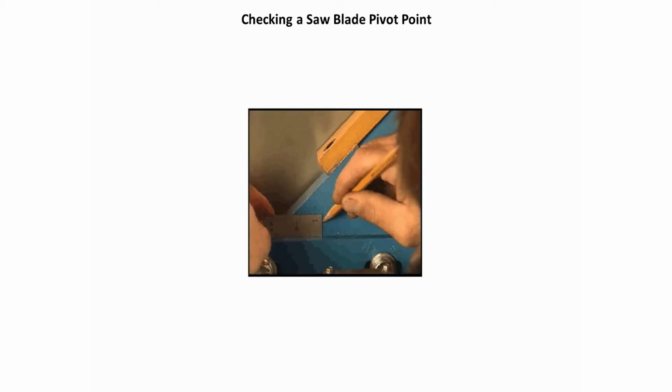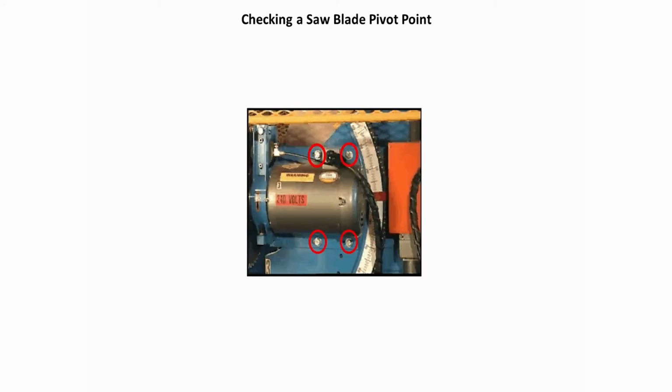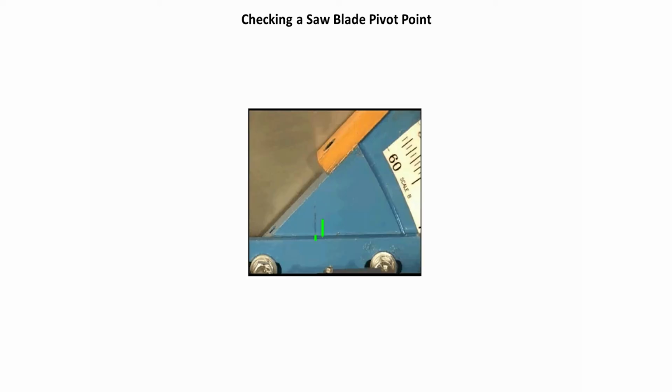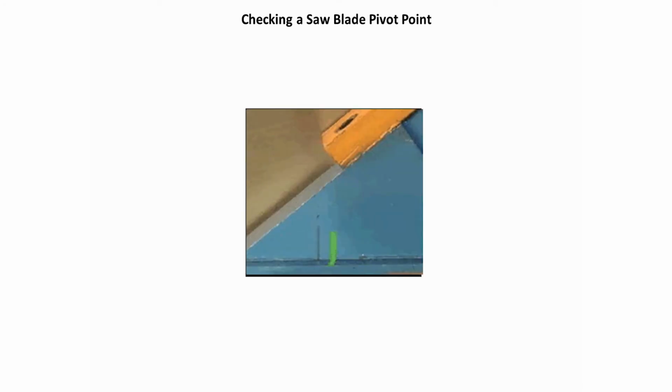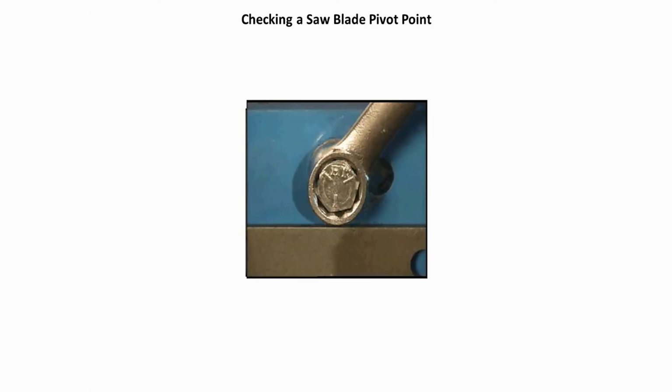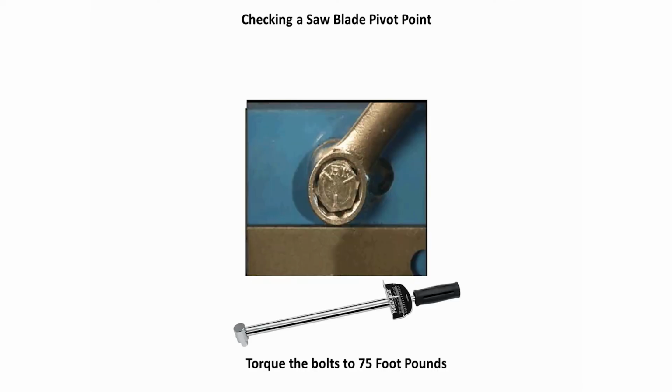Measure over the distance you have calculated to move the motor mounting plate from the first small line and draw another vertical line. Loosen the four bolts holding the motor mounting plate to the angle casting and move the plate until the two distances line up, making sure you are still plumb on the horizontal line. Tighten back up the four motor mounting plate bolts and torque them down to 75 foot-pounds.